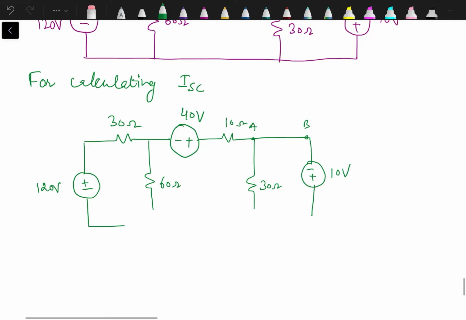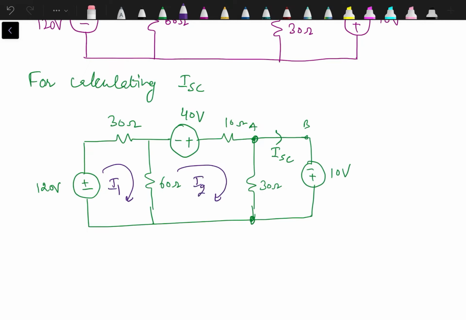Again, since we have only a voltage source between these two nodes, we can't apply nodal analysis over here to find out the current through terminals A and B, that is the short circuit current. So we have to go with mesh analysis only. I'm assigning the currents to these meshes as I1, I2 and I3. So ISC is actually equal to I3. We need to find out the answer of ISC in this case.